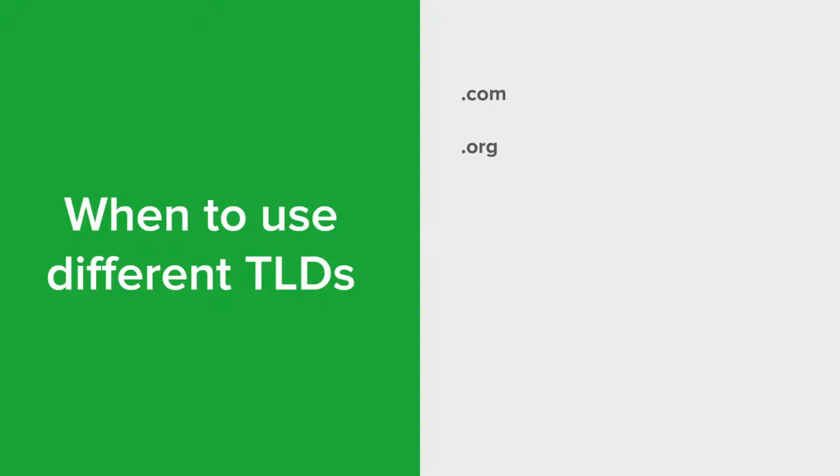Next up you have the .org, and this is primarily associated with non-profit organizations, civic groups, and other non-commercial entities as well. And again, there are no strict rules about when to use it, but it's generally recommended to use it for websites that have a non-profit or organizational focus.